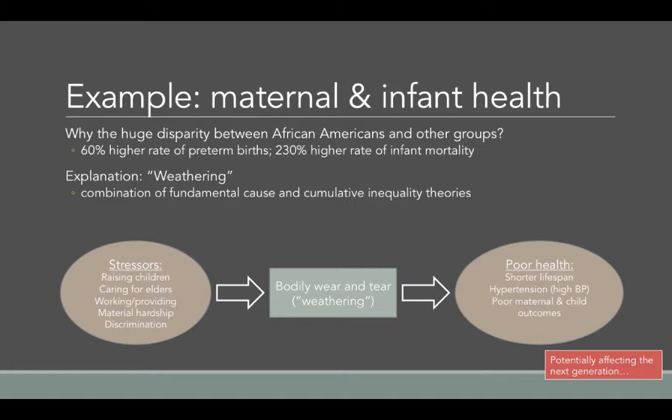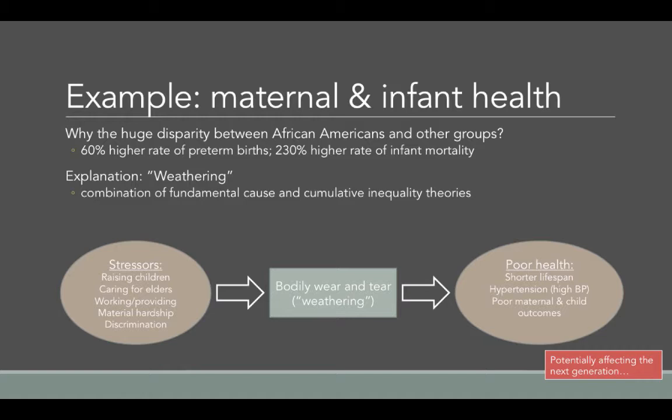So you see that there's a 60% higher rate of preterm births, right? Babies who are born too early among African Americans compared to whites. And you also see that among African Americans, there's a 230% higher rate of infant mortality, meaning babies who die within the first year of life. Okay. And a sociologist named Arlene Geronimus has been working on this issue. Her research has been on this issue since the early 1990s.